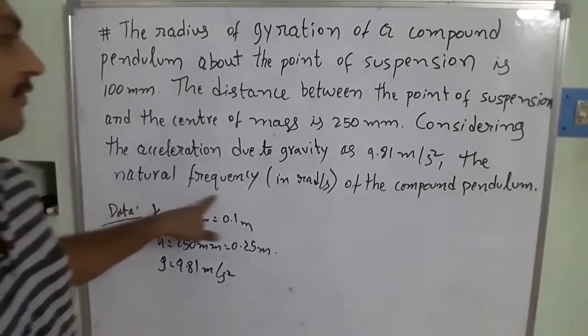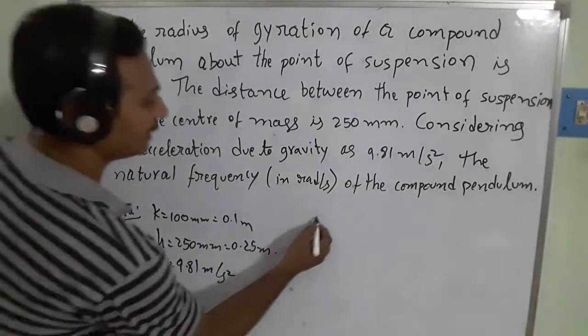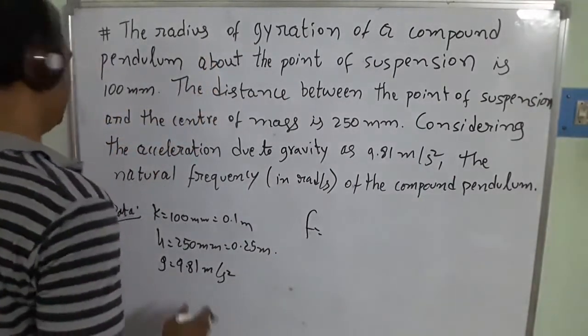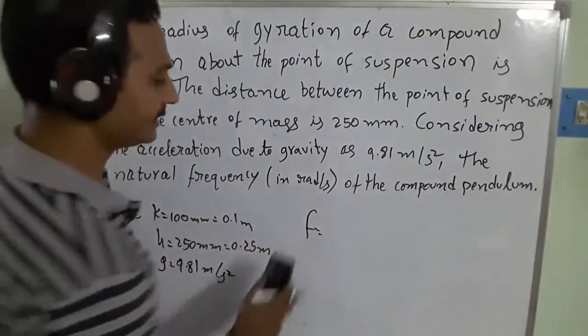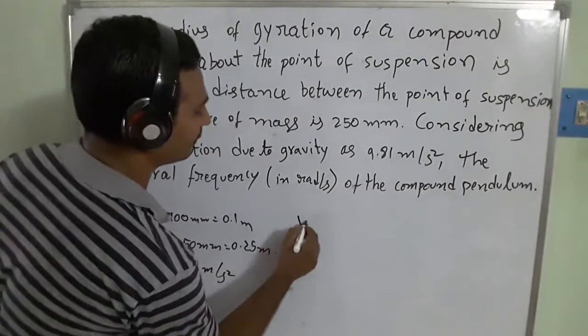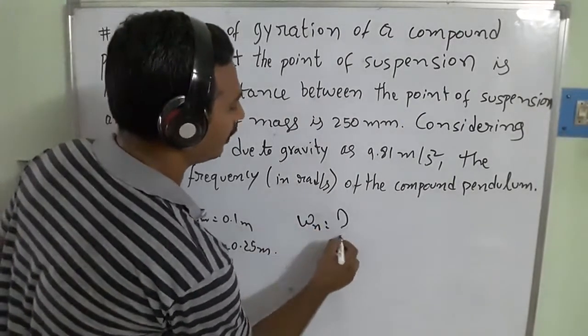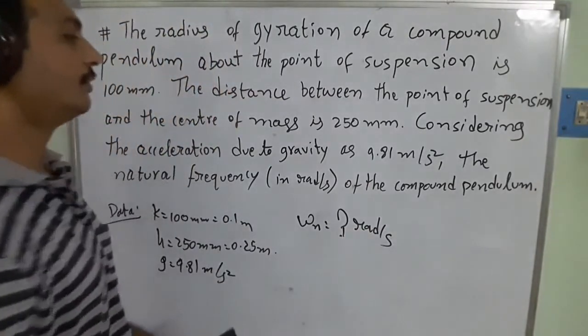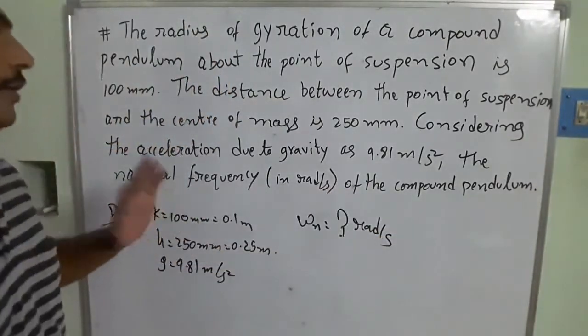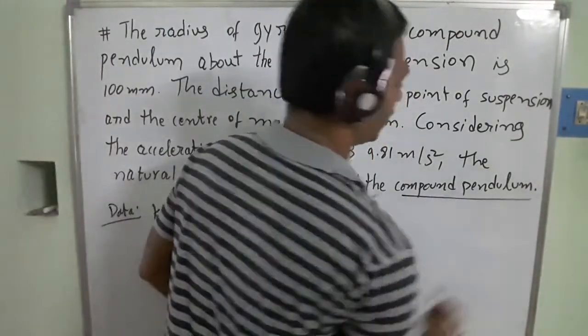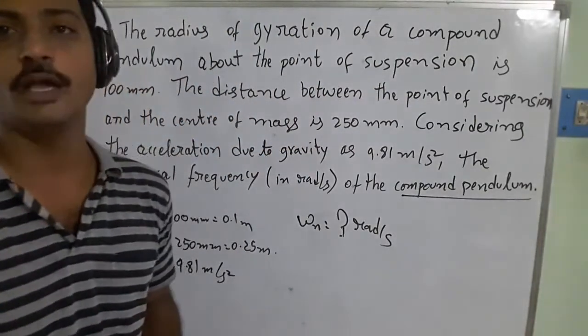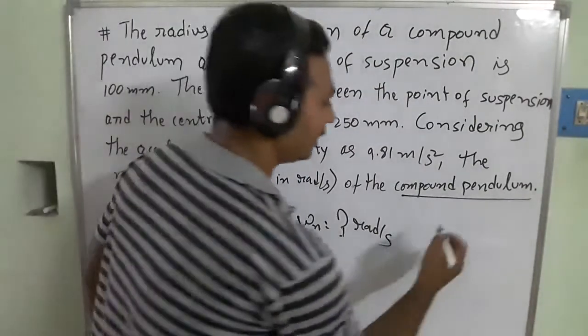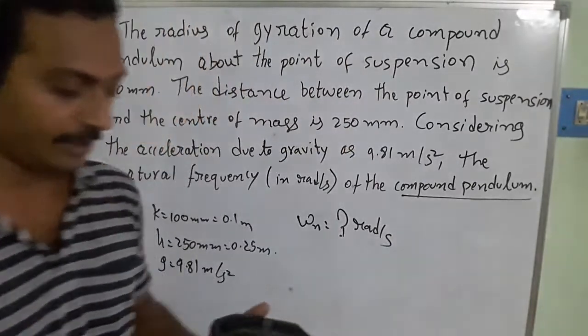The natural frequency we need to calculate, but here he is not asking for the natural frequency, he is asking for the circular frequency of the system. Omega n is equal to how much? The units are radians per second. And here it is the compound pendulum. As we know, what is the configuration of the compound pendulum, right? So I am going to draw the diagram for this part.